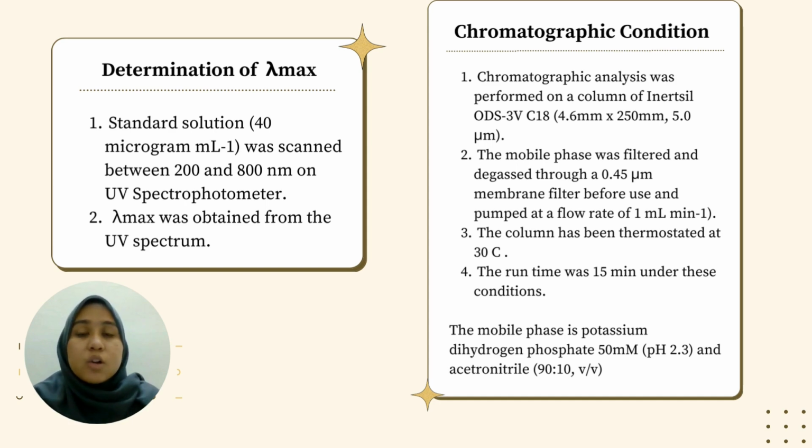The next is chromatography condition. Chromatography analysis was performed on a column of Inertsil ODS-3V C18. The mobile phase was filtered and degassed through a 0.45 micrometer membrane filter before use and pumped at a flow rate of 1 ml per minute. The column has been thermostated at 30 degrees Celsius. The runtime was 15 minutes under this condition. The mobile phase in this chromatographic condition is potassium dihydrogen phosphate and acetonitrile.